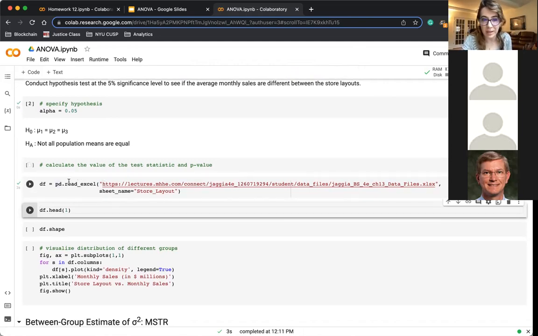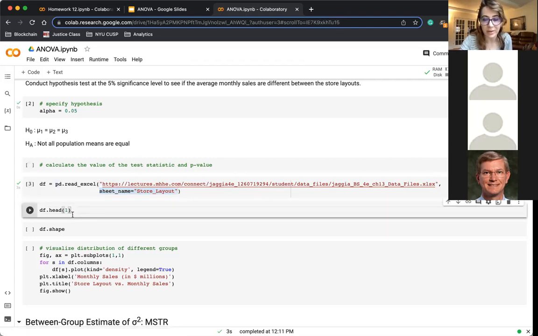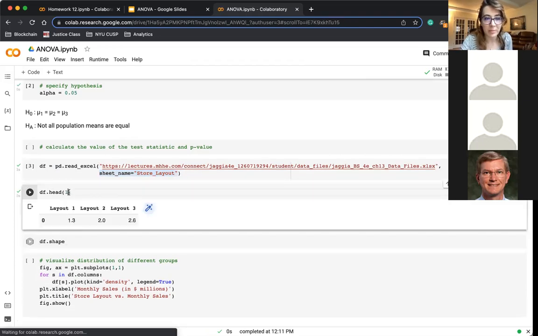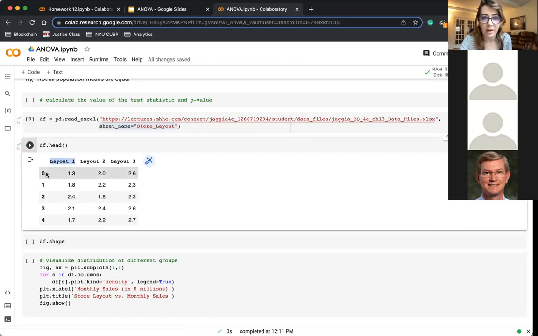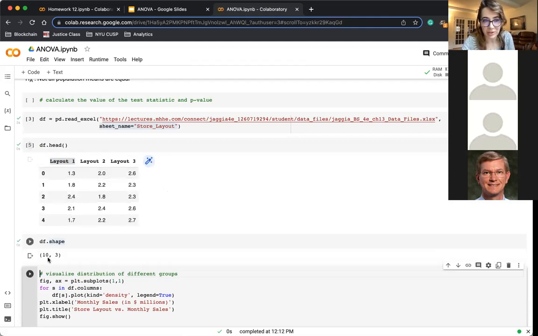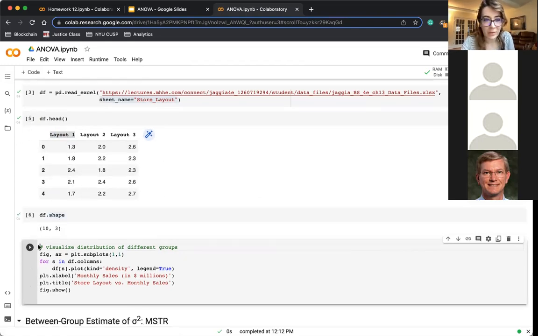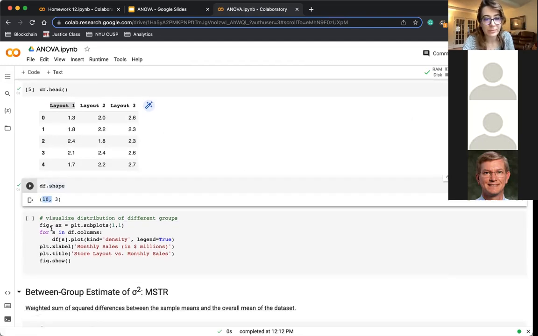So I am reading in the Excel file, where I have the sheet name for the store layout, based off of the question. I think it's always helpful to see the head of a data frame, just to know what the column names are, what the index is, what are we working with here? I see numeric data for 3 different layouts, and I want to know how many observations there are. It looks like there are 10 rows, so we have these 10 samples for the 3 different store layouts. So we see 3 columns, 10 rows.